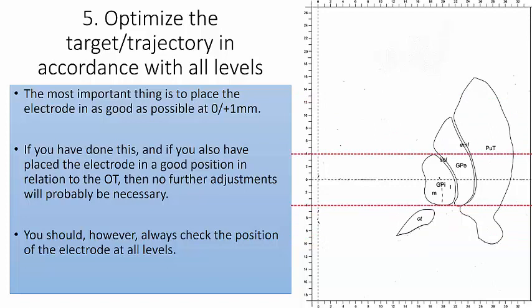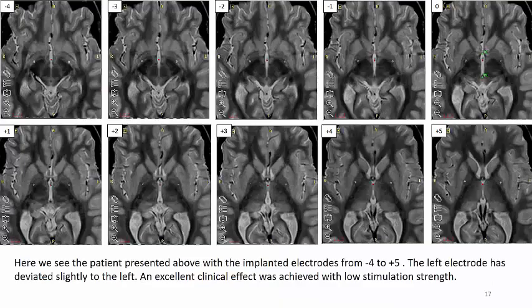Then, in the last step, we optimize the target and trajectory in accordance with all levels. As I said earlier, the most important thing is to place the electrode in a good position at the ACPC level. If you have done this, and if you also have placed the electrode in a good position in relation to the optic tract, then no further adjustments will probably be necessary. But you should, of course, always check the position of the electrode at all levels.